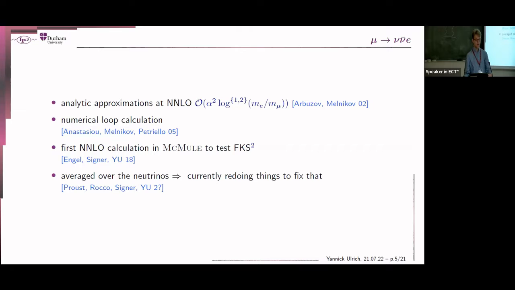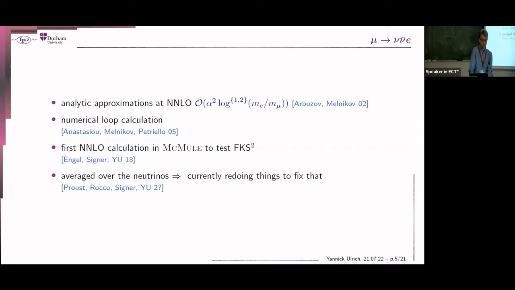So people calculated the muon decay at NNLO in 2002, and they've done the logs. So alpha squared log m_e over mu squared, and log alpha squared log m_e over mu. A few years later, someone did a numerical loop integration of this and had the full result as a numerical plot. And then we had the first NNLO calculation in 2018, and that was mostly just to test everything. It was the same setup we're going to use for everything else, but now we can test, does this work? And the answer is yes.